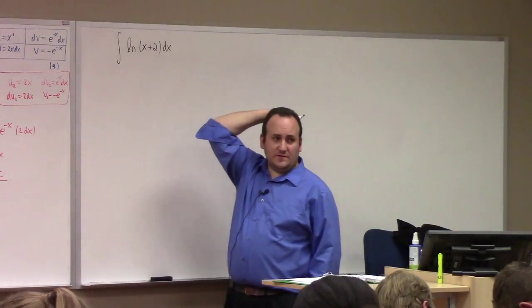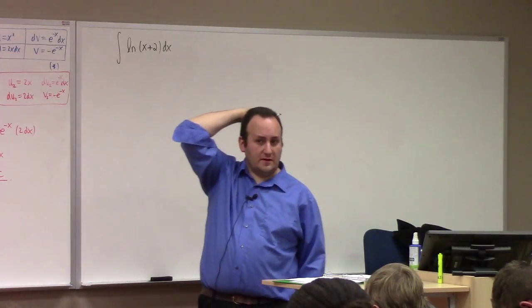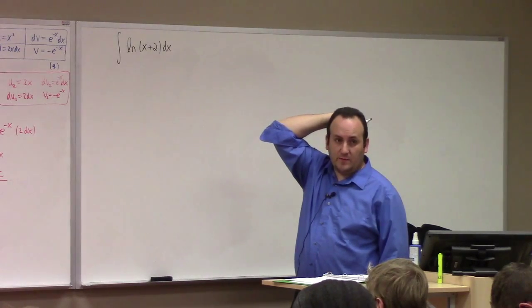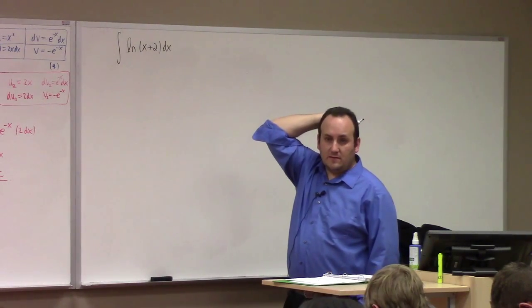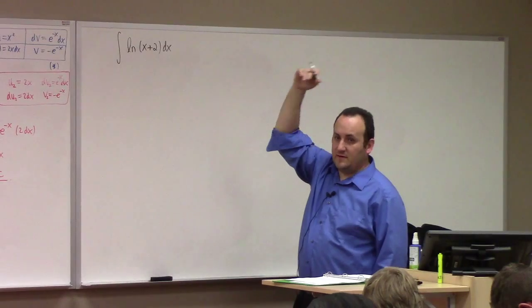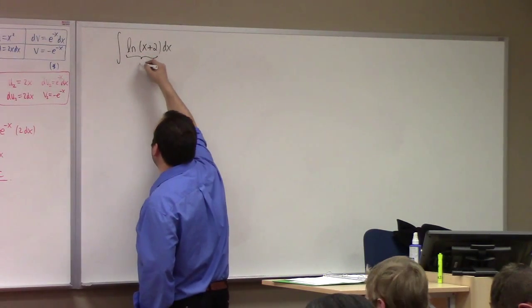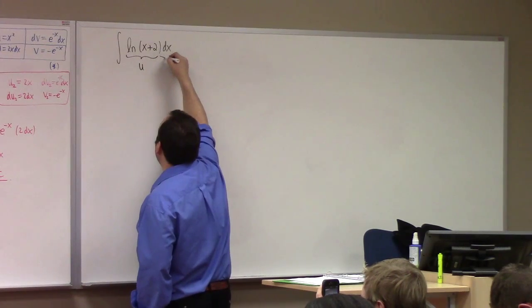So u substitution doesn't help you. All right, you can try, but it doesn't help. So pretty much integration by parts is our only hope. When faced with a log, generally speaking, you let the log be the u. And it's kind of by process of elimination, that's what you have to do here. And whatever's left over is the dv.